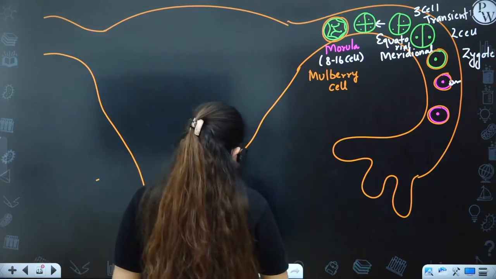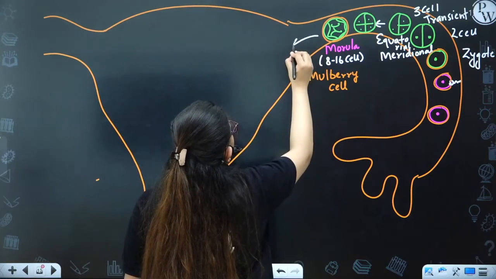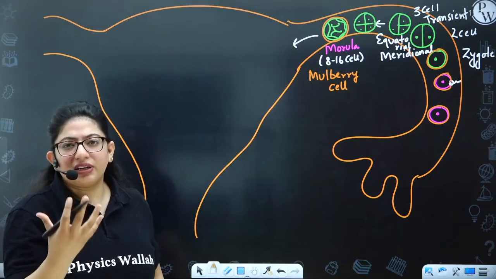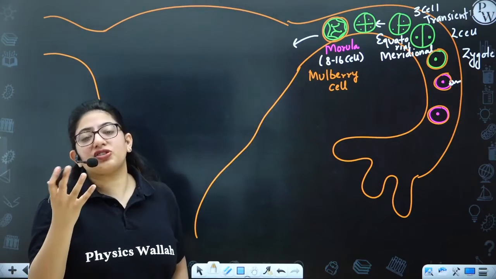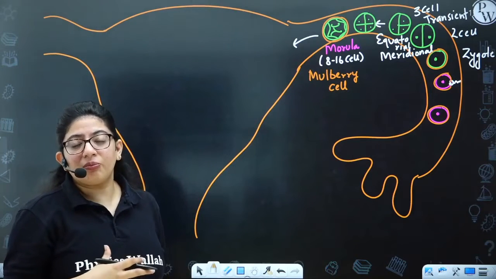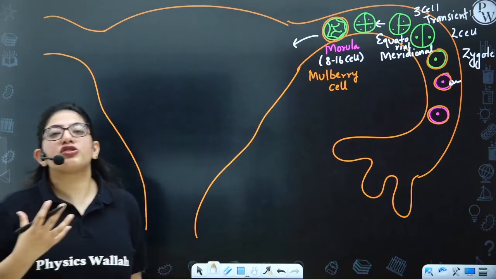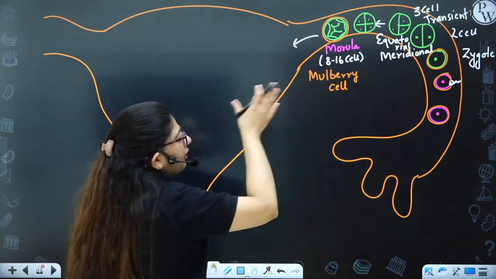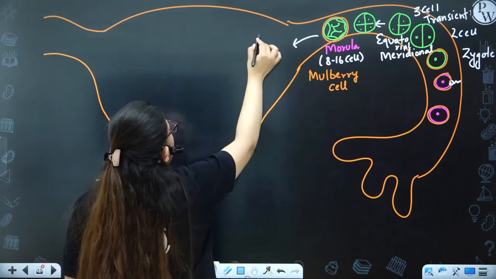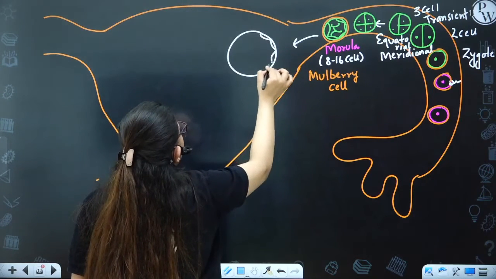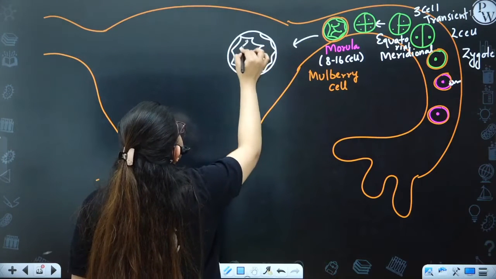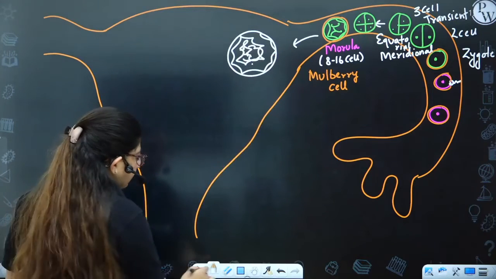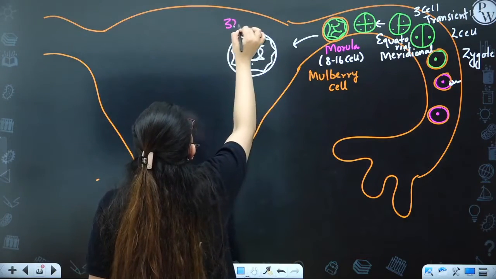Later on, this morula will come out of the fallopian tube, and because the cells are dividing, it will form a 30 to 32 cell stage embryo, that is blastula or blastocyst. The cells are not stopping, they are continually dividing. Now a 32 cell stage embryo is formed. Right now, I will not call it a blastula. I will just say this is a 32 cell embryo.